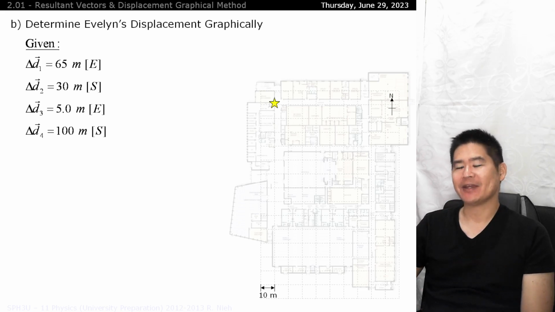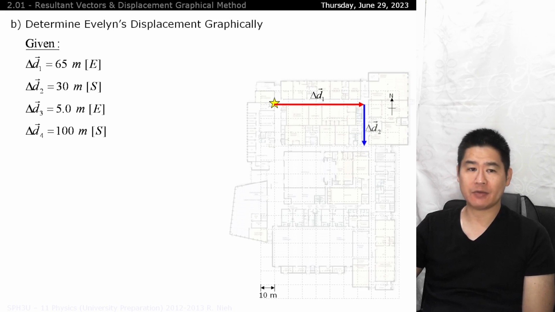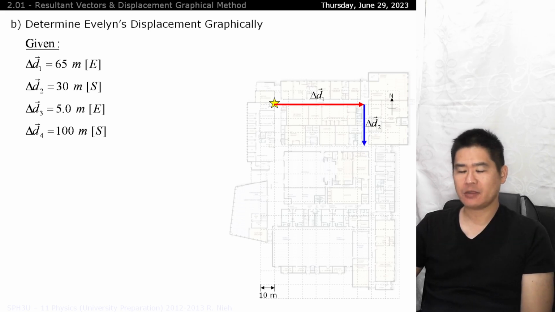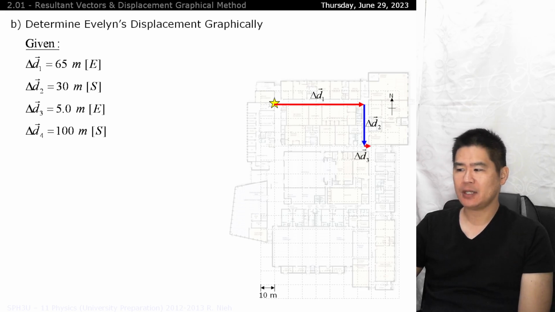All right, 65 meters could be represented by 65 of these units across, so 6.5 centimeters if this was a centimeter-based graph. And then the next vector you would connect from head to tail. So the tail of the first vector will connect to the head of the next vector, and you displace 3 centimeters if each of those grids was a centimeter. Then you'd go half a centimeter towards the right, and then 10 centimeters all the way down to the bottom.